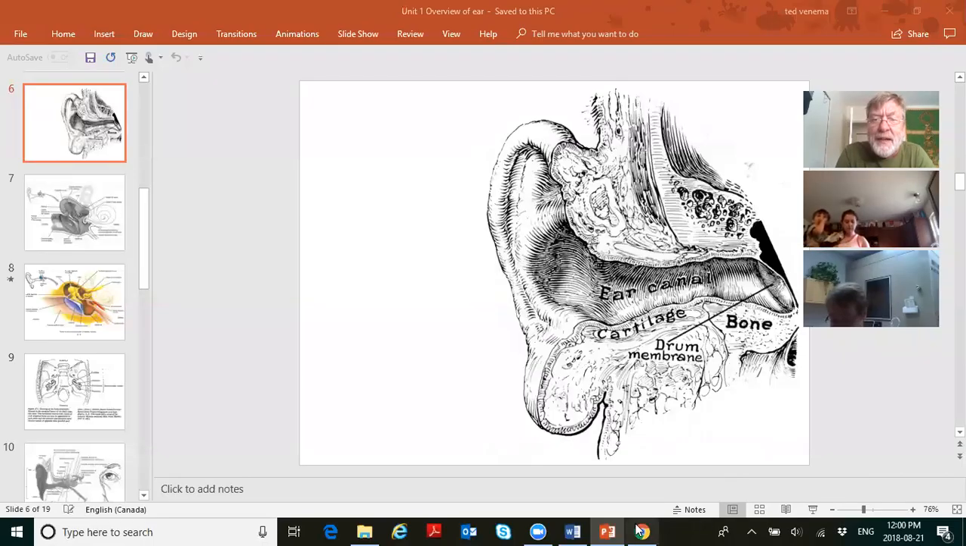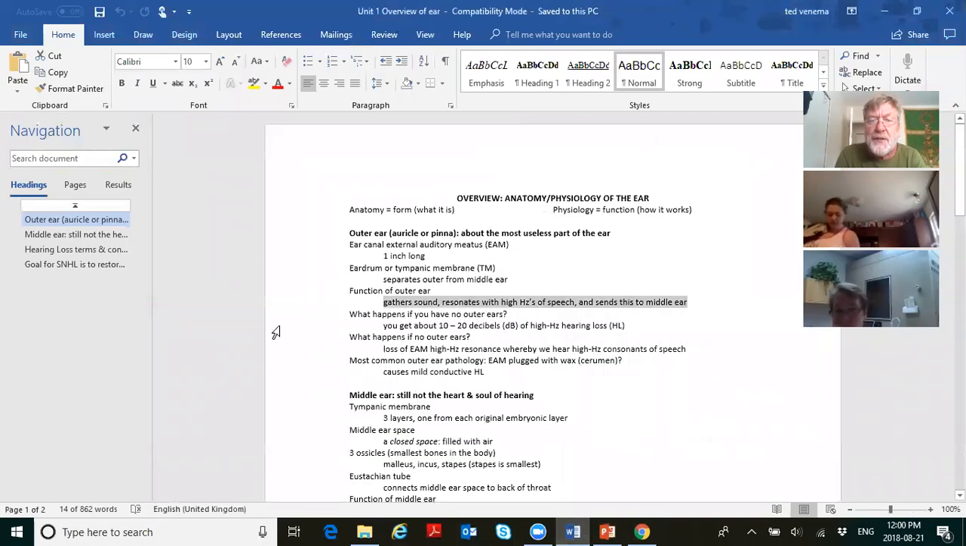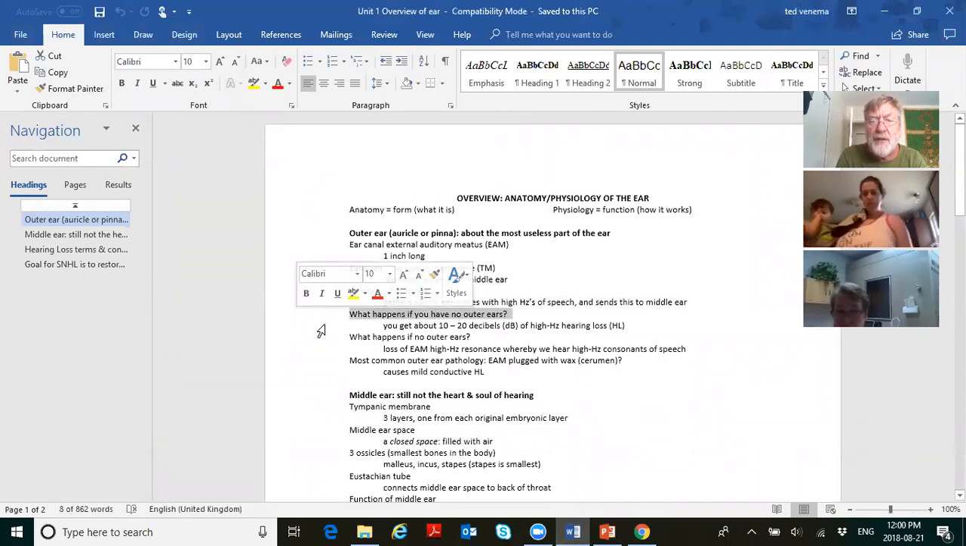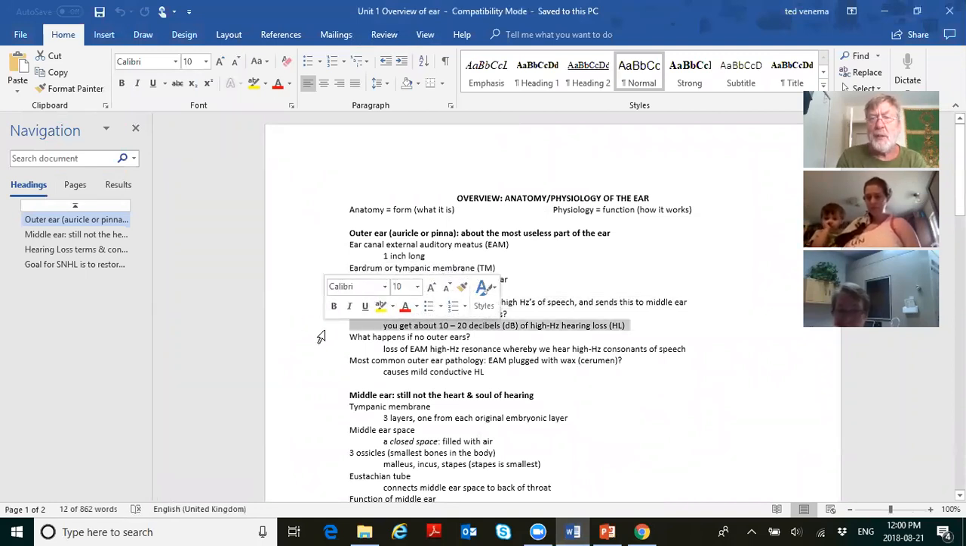The thing is, it all fits together in what I think is an amazingly beautiful picture. I just think it's phenomenal. So here's your outer ear canal, and here's what it does. What happens if you have no outer ears? You get a little bit of high-pitched hearing loss because you no longer have that added resonance.